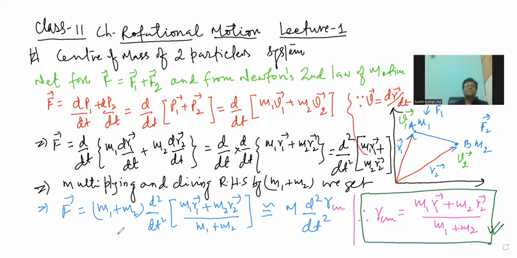Now let us do class 11 chapter system of particles and rotational motion. And this is the first class. In that we are doing center of mass of a two particle system.